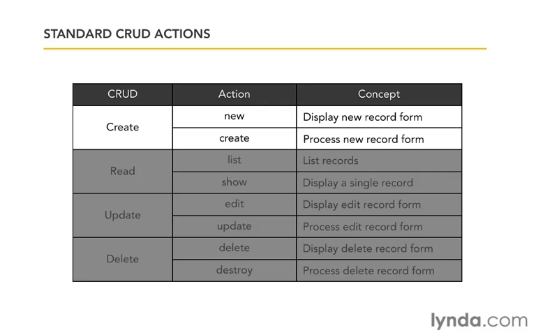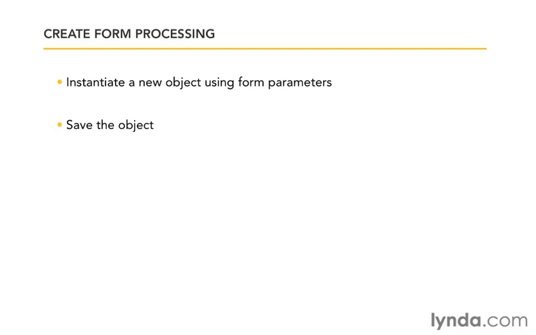Let's start out by looking at the steps that it takes to process the form. There are four main steps. First, we're going to take the form parameters and we're going to instantiate a new object using them. Then we'll try to save that object. If the save succeeds, we'll redirect somewhere else. In our case, we're going to redirect to the list action.